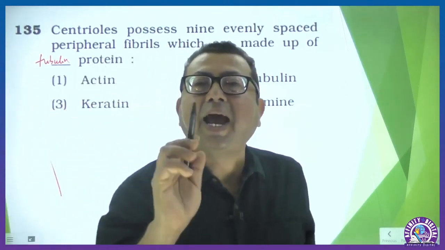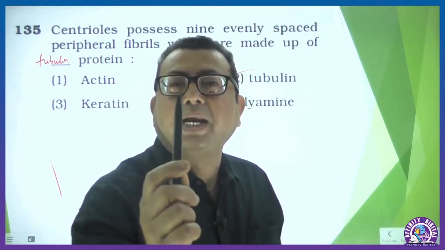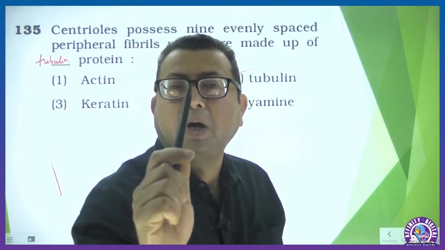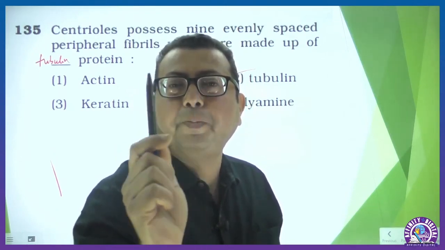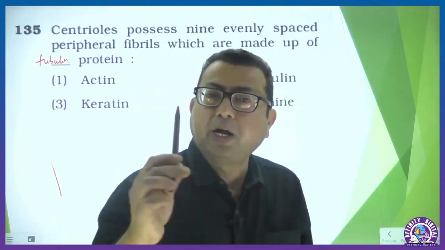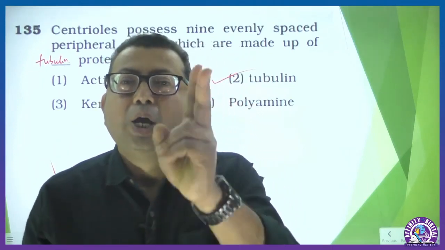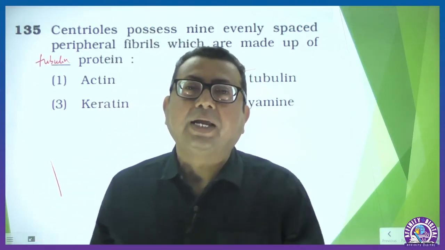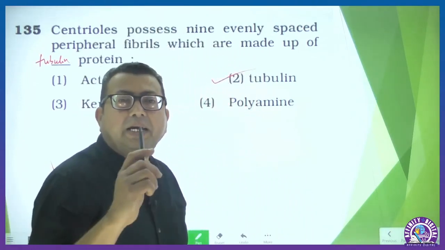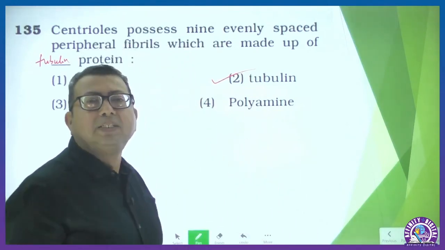A centriole contains 9 sets of peripheral microtubular triplets. So what is there in the periphery of the centriole? 9 microtubular triplets. How many microtubules are there in one triplet? 3. How many such triplets are there? 9. Where? In the periphery of the centriole.